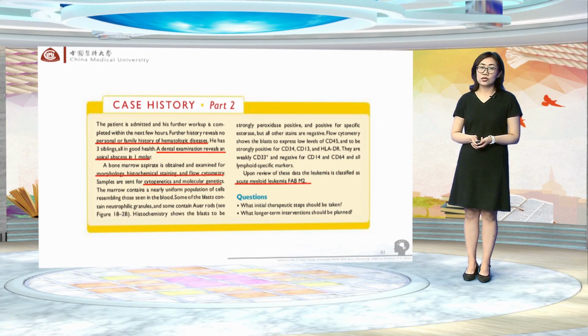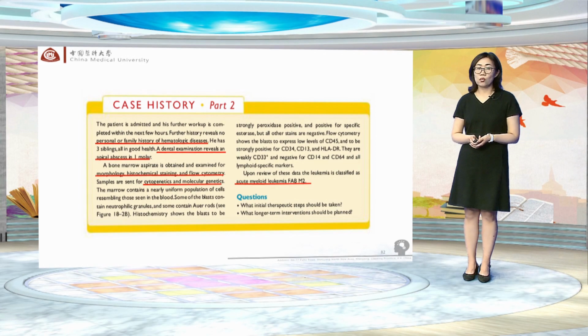The bone marrow aspirate shows a nearly uniform population of cells resembling those seen in the blood. Some contain Auer rods, are myeloperoxidase positive, and positive for specific esterase, but all other stains are negative. Flow cytometry shows the blasts to be strongly positive for CD34, CD13, and HLA-DR, and negative for all lymphoid-specific markers. Upon review of this data, the leukemia is classified as AML-FAB-M2.